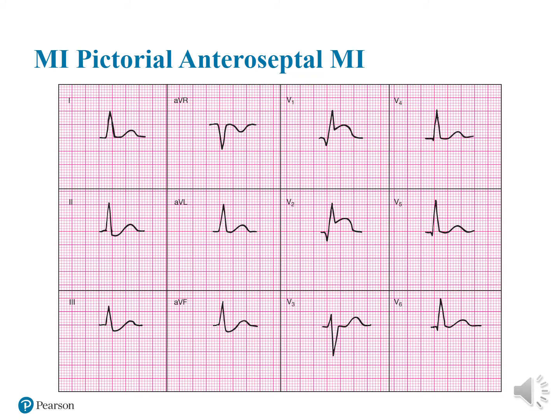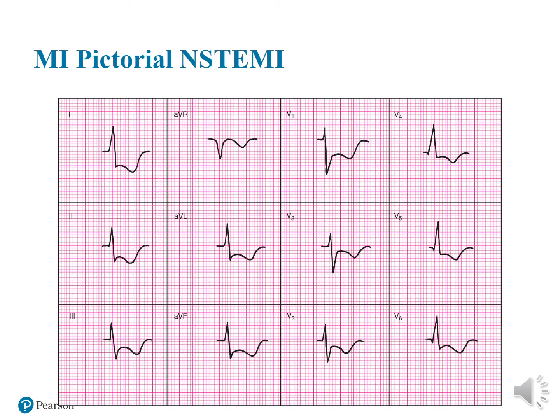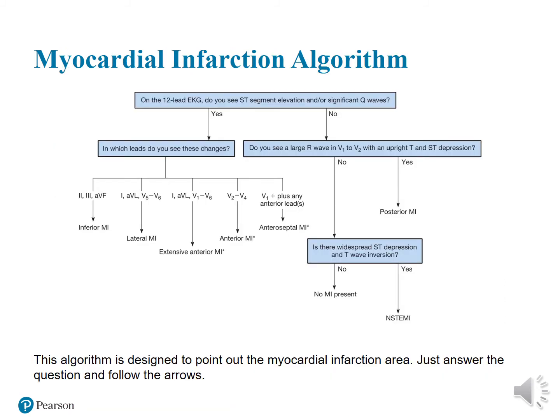The anteroseptal MI. It's acute, and you can see that by looking at the ST elevation in V1 and V2, followed later by ST depression and T wave inversion. Note that a STEMI can only be diagnosed in its acute phase. It's the only time you can catch a STEMI.